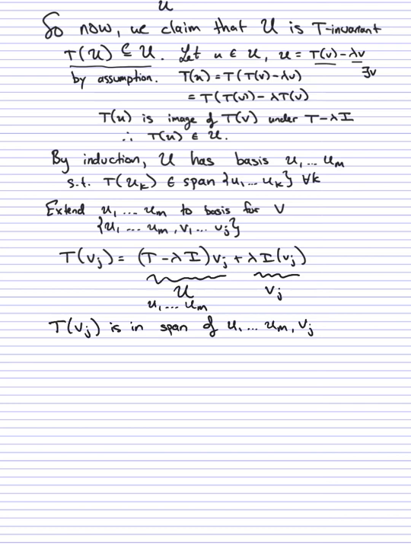And it doesn't even matter how we order the v1 through vj at all. No matter what, they're going to be in the span of just the basis for U plus the additional vector vj. Okay? And that's the proof. So therefore, maybe we'll just add this on as a corollary: in the basis u1 up through um, v1 up through vj, T is an upper triangular matrix.